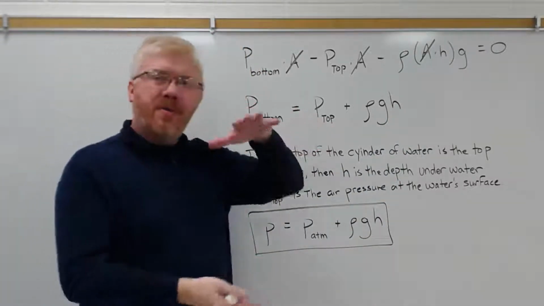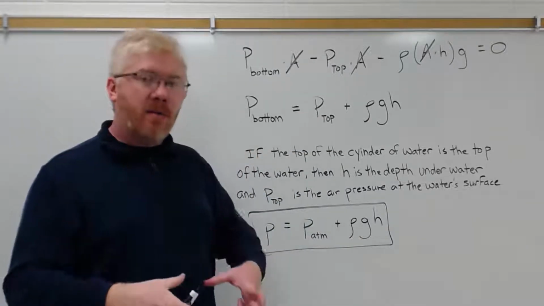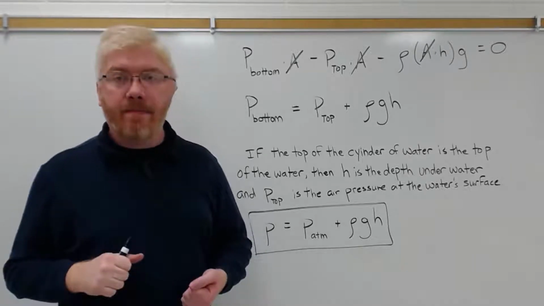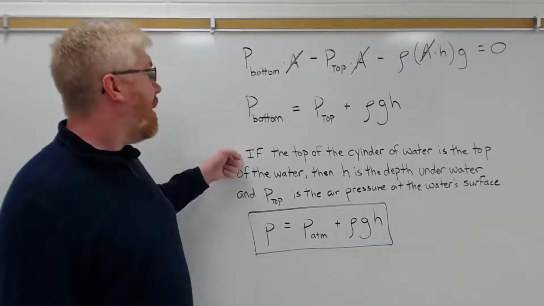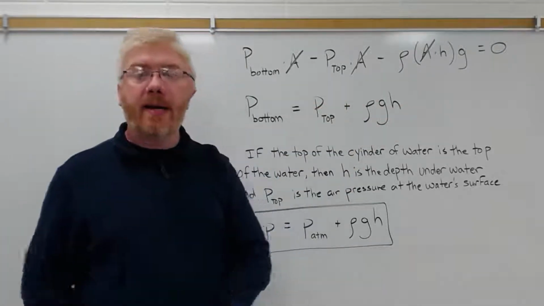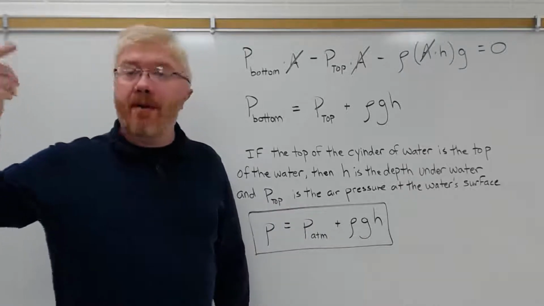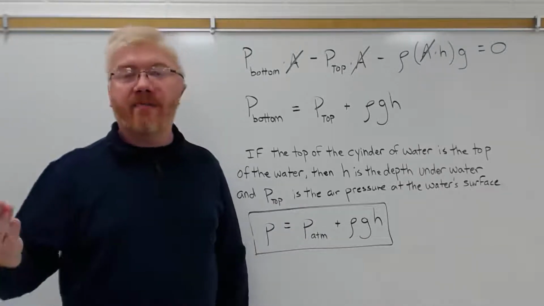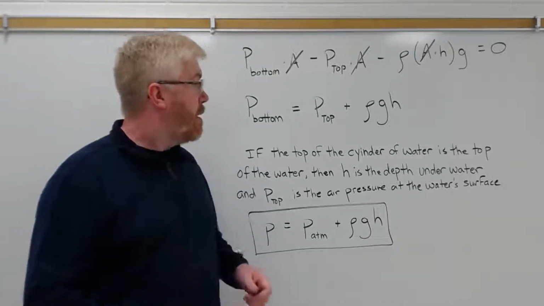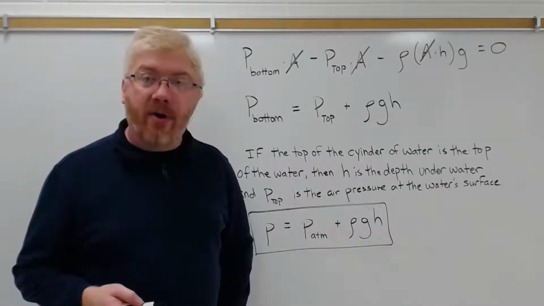Well, our cylinder was still kind of arbitrarily down in the water somewhere. So let's lift our cylinder up, so the top of the cylinder is at the top of the water. If the top of the cylinder is at the top of the water, then h is just the depth below the water, right? h equals 0 is the surface of the pool. h of 1 meter is 1 meter below the water. h of 5 meters is 5 meters below the surface of the water. And the pressure at the top becomes the atmospheric pressure.